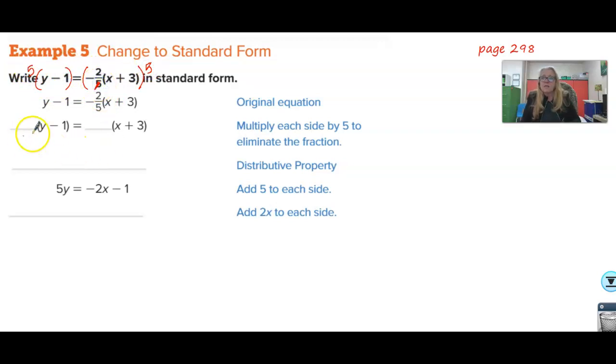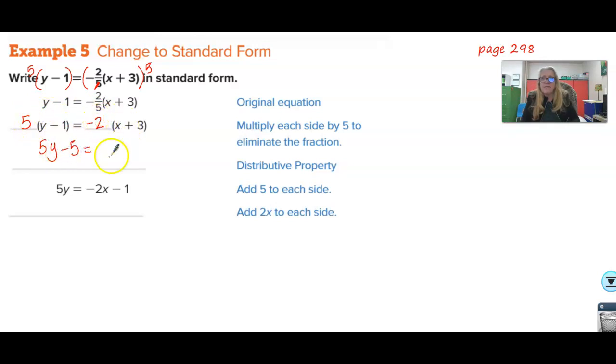Okay? So that's going to give us a 5 here, and then we're going to have negative 2 here because this 5 is going to cancel. All right? Then multiply it out. 5 times y is 5y. 5 times negative 1 is negative 5.